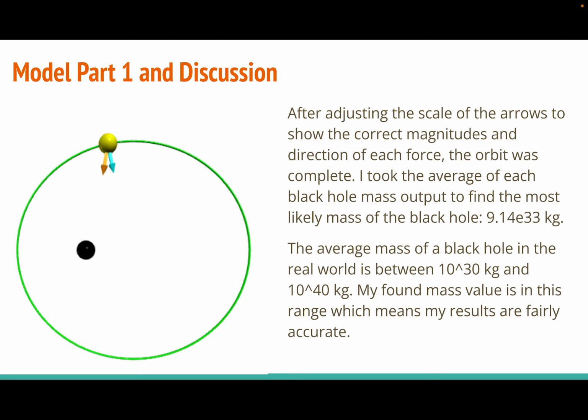I took the average of each black hole mass output to find the most likely mass of the black hole, 9.14 times 10 to the 33rd kilograms. The average mass of a black hole in the real world is between 10 to the 30 kilograms and 10 to the 40 kilograms. My found mass value is in this range, which means my results are fairly accurate.